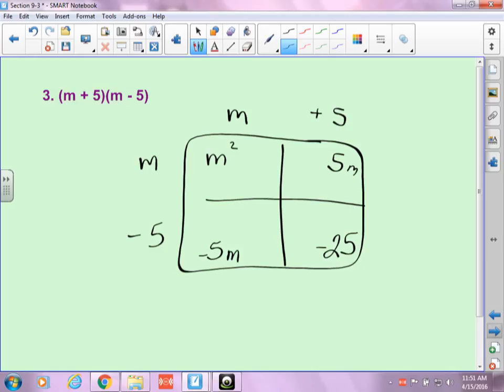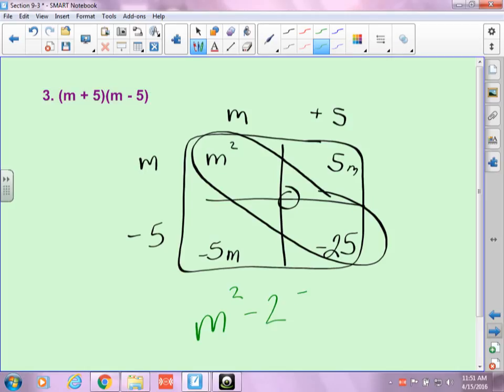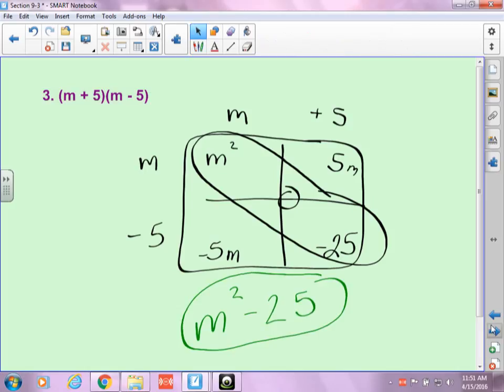That's not that hard. A lot of kids are like, this isn't hard, this is kind of fun. It can be kind of fun in a weird sort of way. Now, my middle term is what? 0. It is 0, because they cancel each other out, and then I have my answer. So when I write this, I'm just going to write m squared minus 25. I don't need to put the middle term there. 0 doesn't do anything for us.